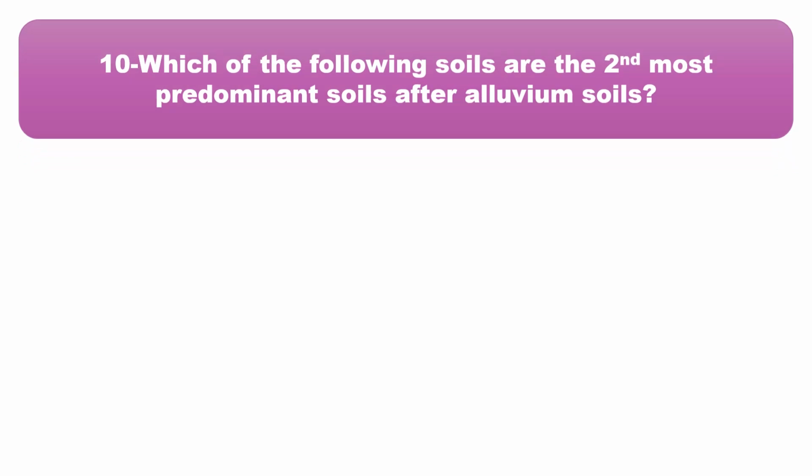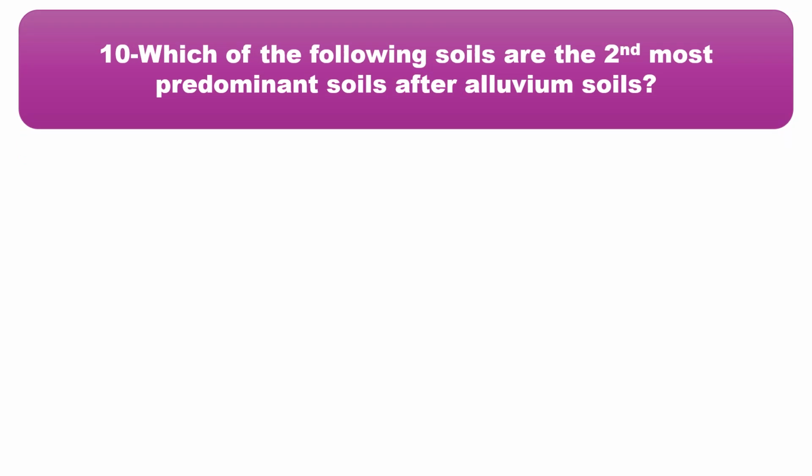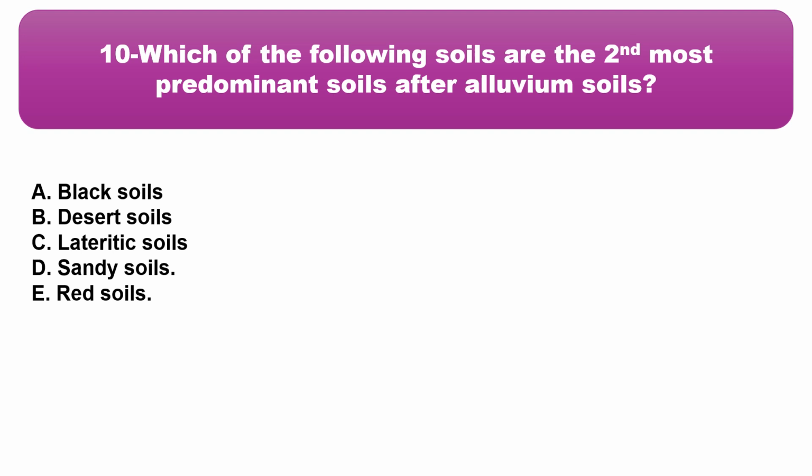Next question. Which of the following soils is the second most predominant soil after alluvial soils? The options are black soils, desert soils, lateritic soils, sandy soils, and red soils. The correct answer here is black soils, which are the second most predominant soils after alluvial soils.